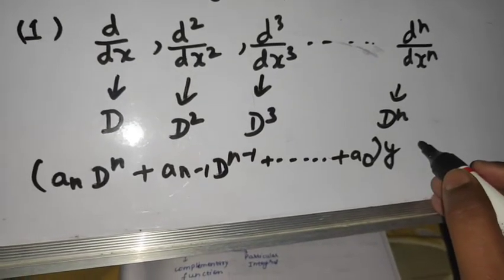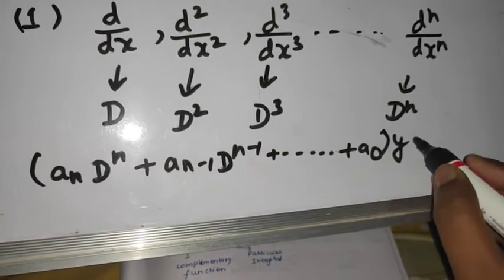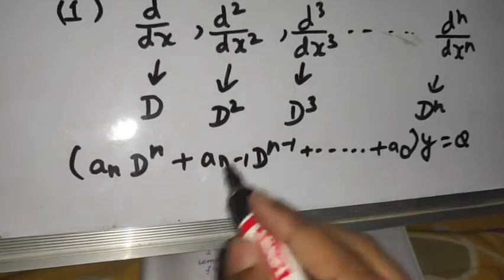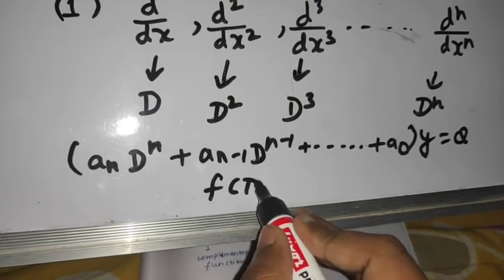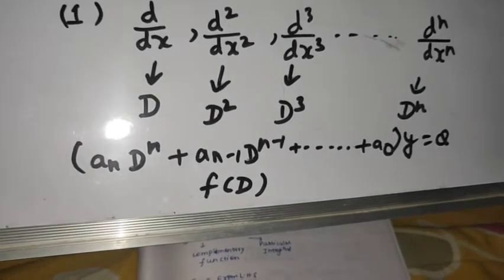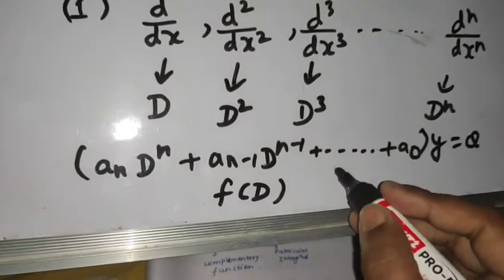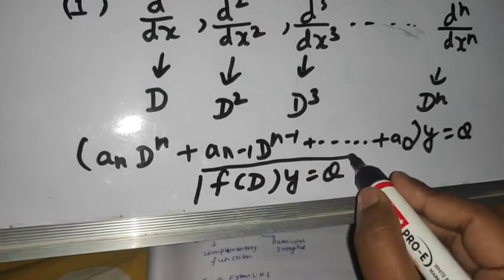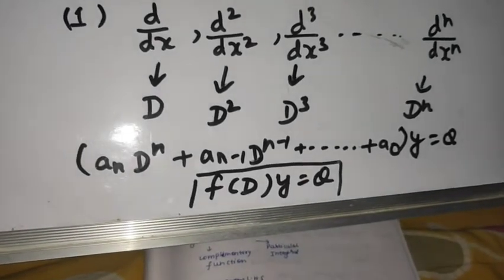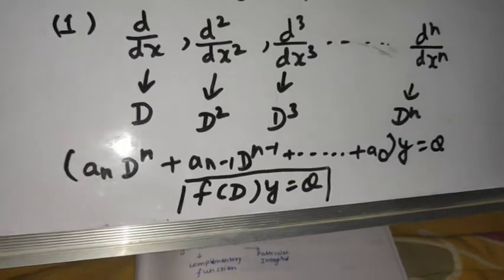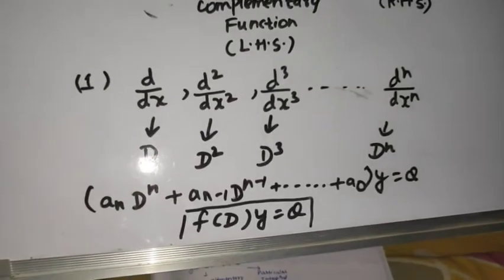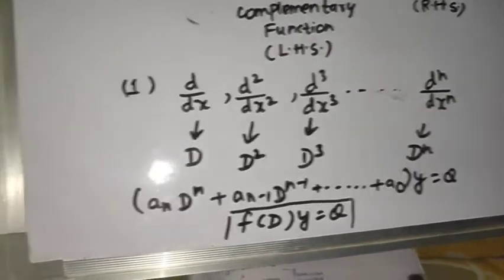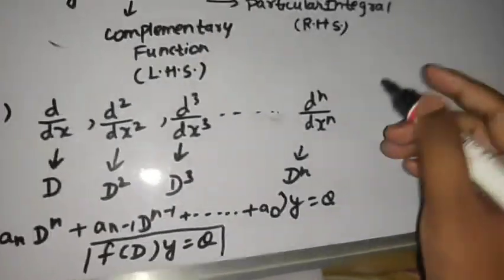The RHS was Q and will remain Q, and this we write as f of D, because whatever is inside the bracket can be treated as a function of D, into y equals Q. Now this is a short format which we use while solving the question, so please take this into consideration as well. This was the first step in our question. Once you see the question, just do this step. This will be your first step.